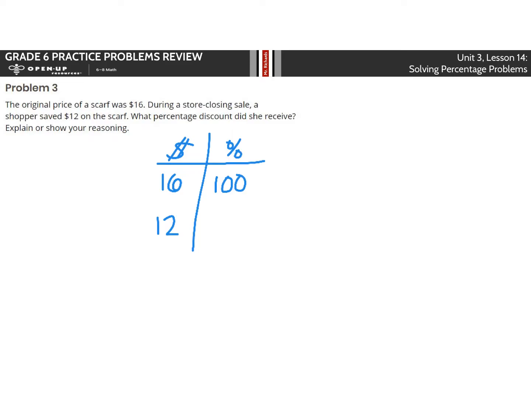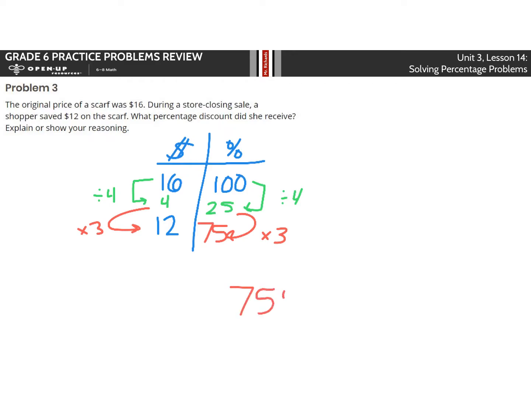Well, how do we get from 16 to 12? We need to find a middle step here. If we take our 16 and divide by 4, we get $4. Take our 100% and divide by 4, that's 25%. So $4 is 25%. And now, can we get from 4 to 12? Sure. Multiply by 3. Multiply the 25% by 3, and we get 75%. Which means $12 is 75% off. So 75% here is our solution.